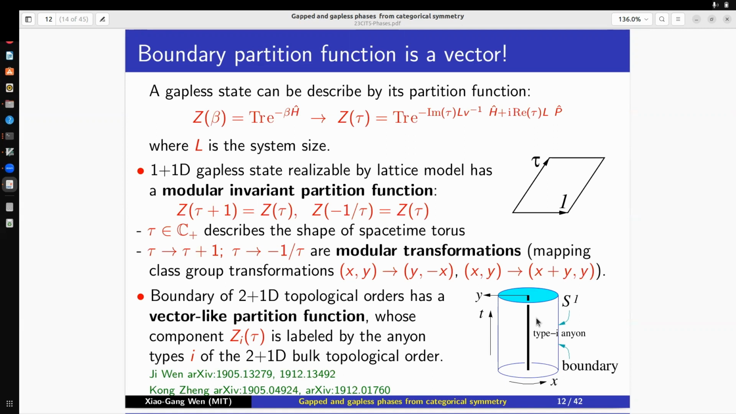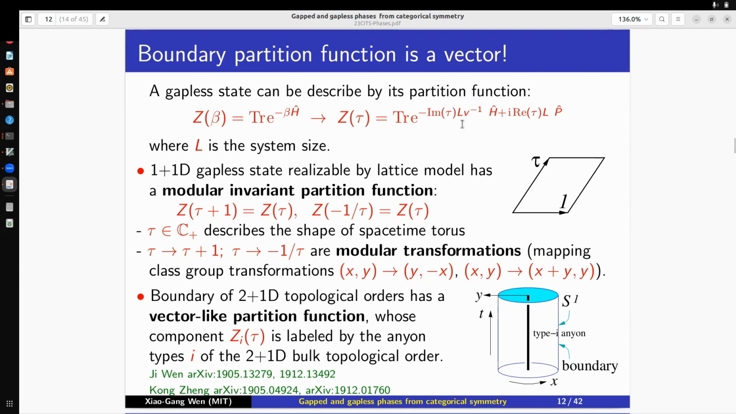and so the point is that the boundary partition function actually is not a number, it's a vector. This sounds very strange because usually the partition function is just a number. So let me ask, what's a partition function? The partition function is the trace of e to the minus beta H. That's a partition function. And we can generalize the partition function a little bit.